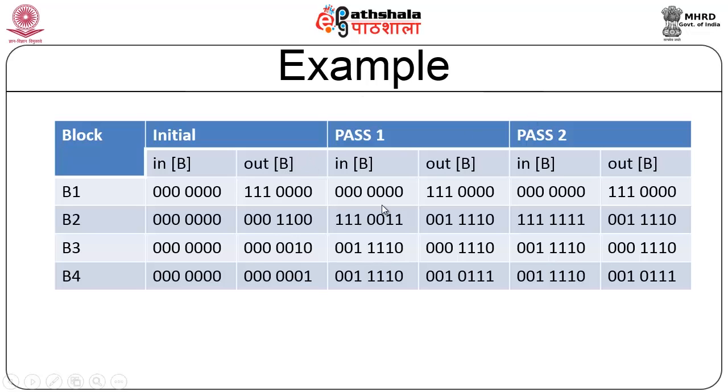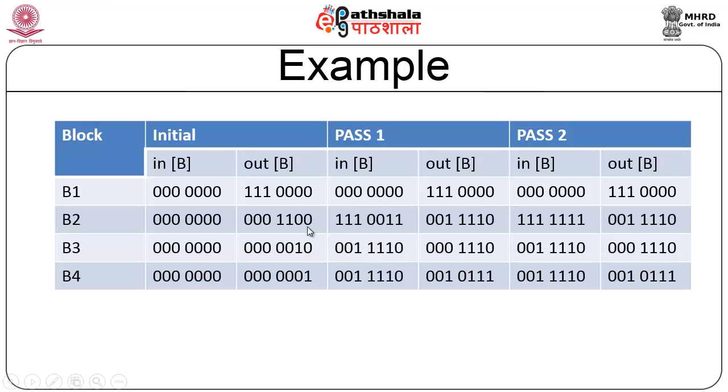And in pass 1, in of B1 is null only, there is no change. Out of B1 is also the same thing, because there is nothing input to B1 from the predecessor other than the plain input. So, whatever is gen of B1, the same thing will be out of B1 also.